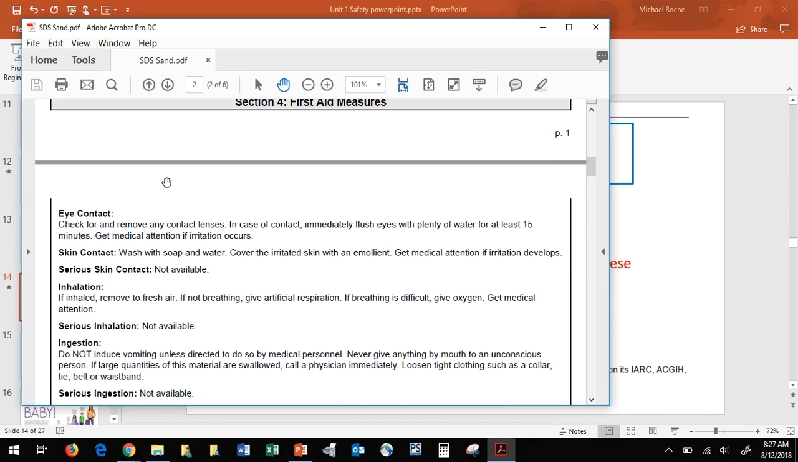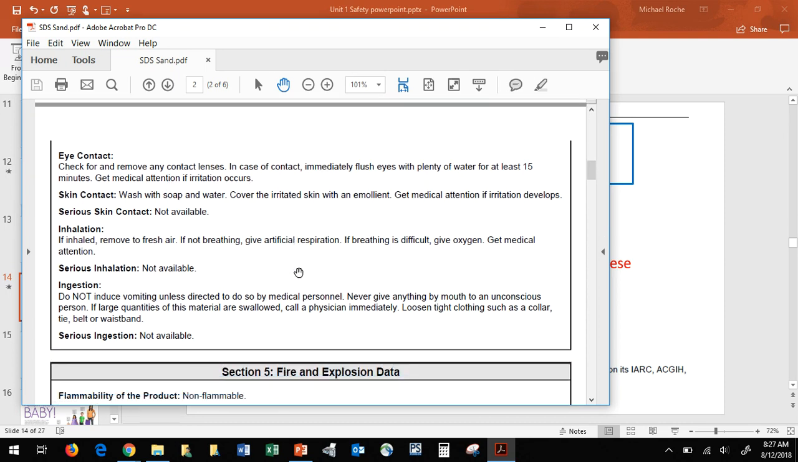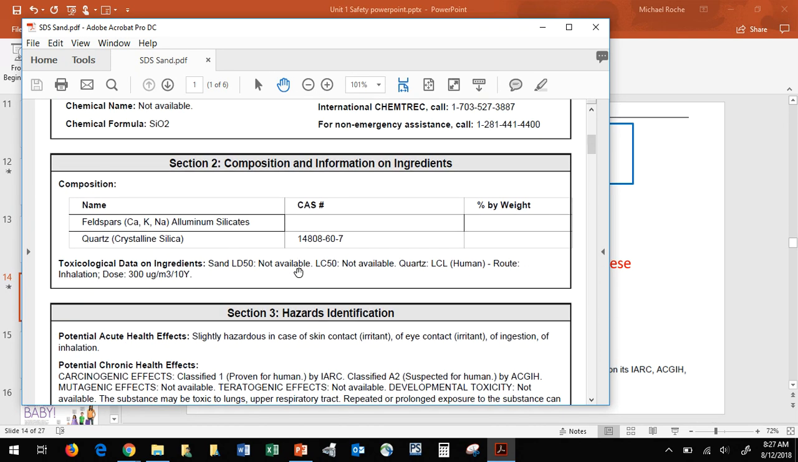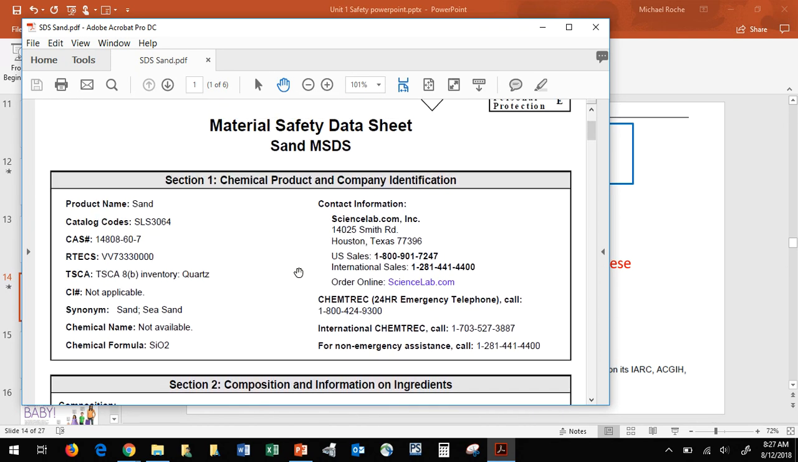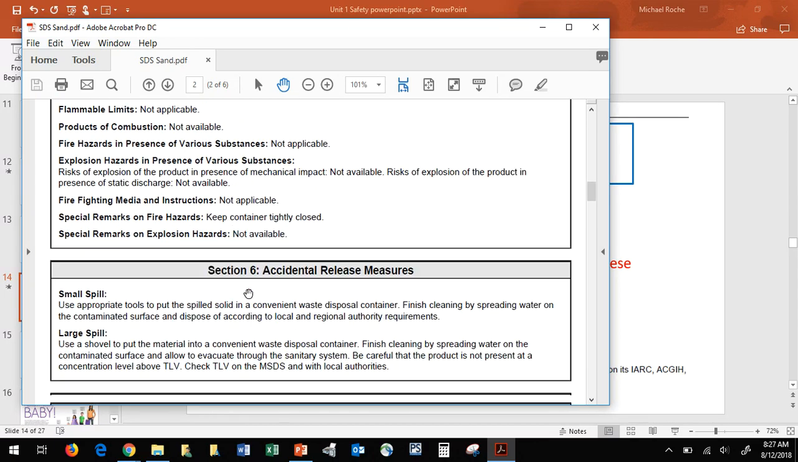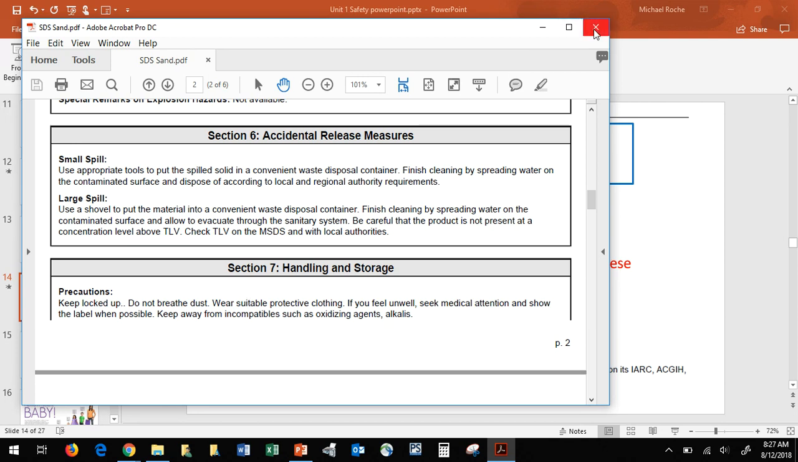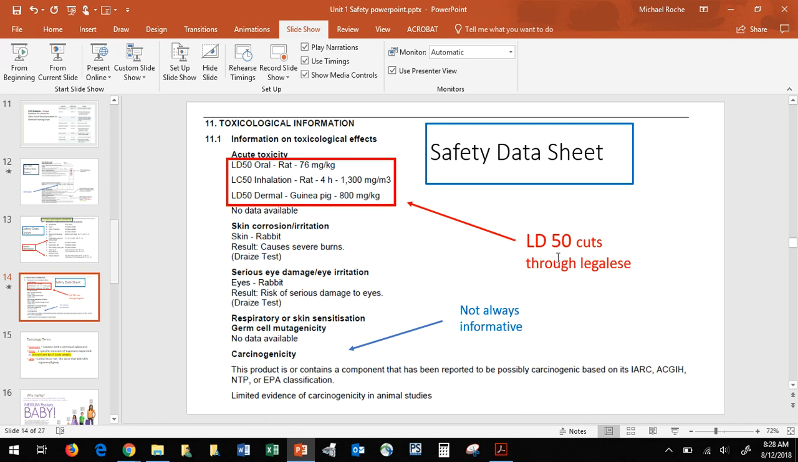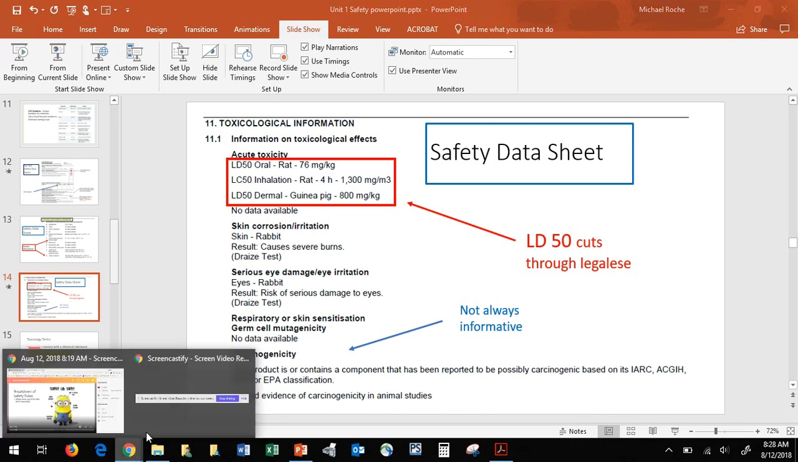Where's the one where it says skin contact? Wash with soap and water. Cover irritated skin with emollient, right? This sounds awful, what you're dealing with. But we go to the beach and it's on our skin all the time, right? It's because of this legalese stuff that people have to cover themselves. And because of that, sea sand sounds pretty scary when it's on the SDS. So because of this, we're going to talk about something called an LD50. And that'll be my next slide, actually.